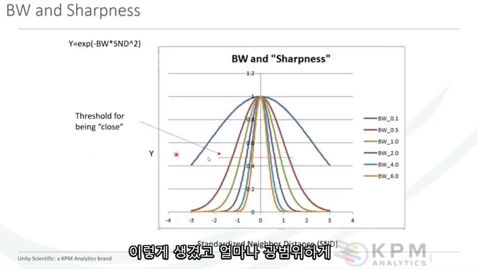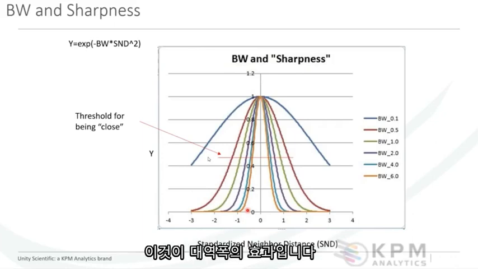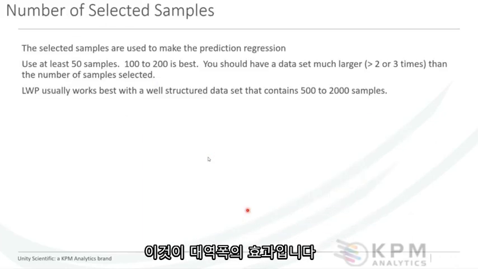And it looks like this. You're just defining how broadly you are looking. Okay, so this is the effect of the bandwidth. You're also going to set the number of selected samples.